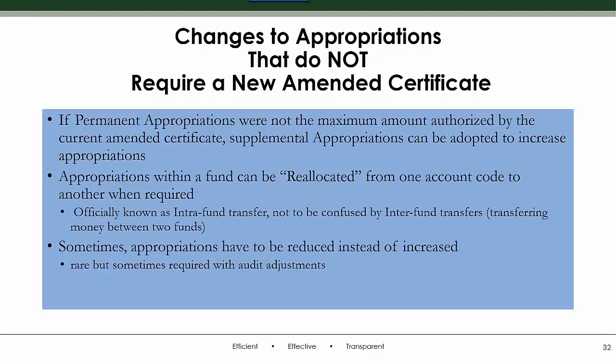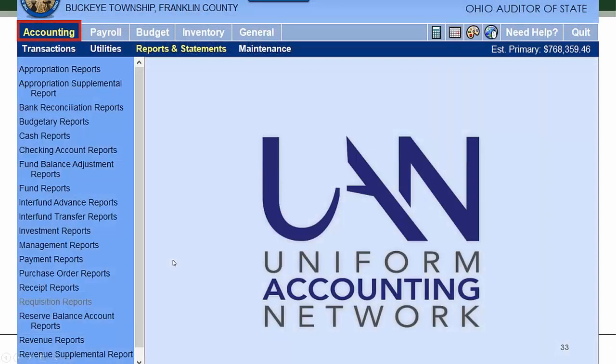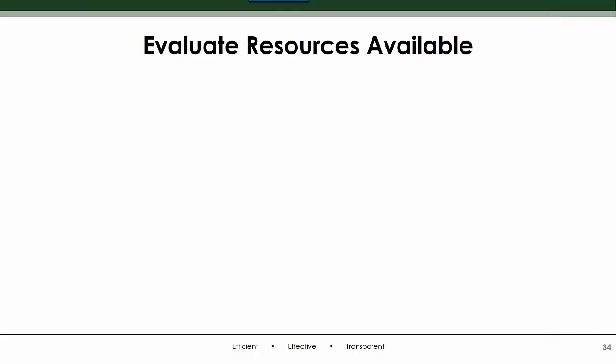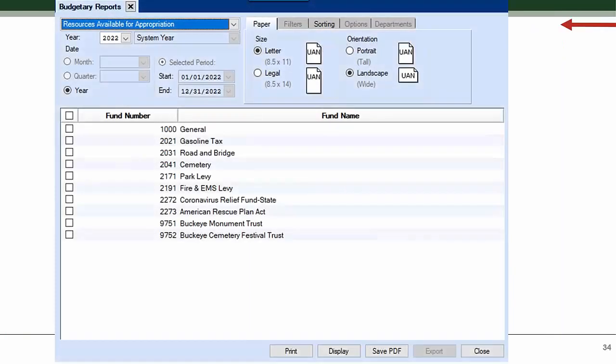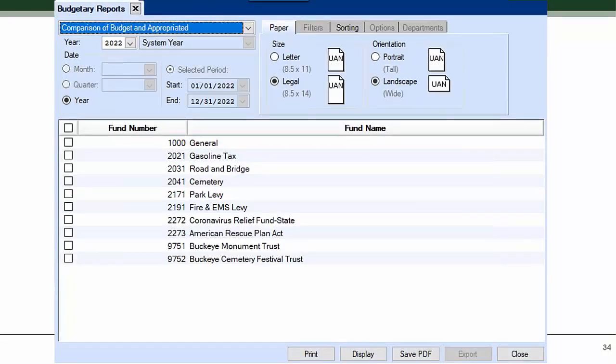I've got my amended certificate in place. We did not appropriate 100% of that money. And so we're going to evaluate the resources available. So again, I'm going to take you to that budgetary report. I'm going to get people to look at this because it's lovely. I love these reports, and nobody's using them. On the budgetary reports, of course, the first report you see is resources available for appropriation, but click the drop-down list and choose comparison of budget and appropriated.